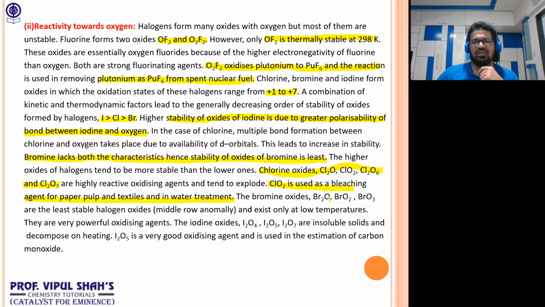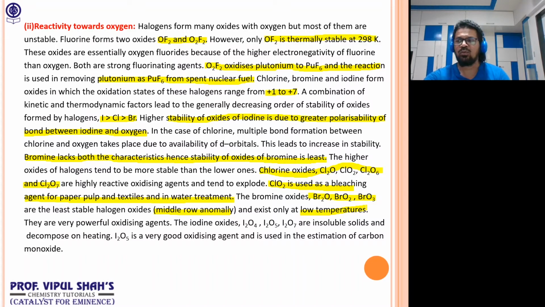Bromine also forms oxides, Br2O, BrO2, BrO3, and they are the least stable halogen oxides. That's called the middle row anomaly. Now, what exactly is the meaning? Is this clear? They exist only at low temperature. So people, mark this important: bromine forms 3 oxides, Br2O, BrO2, BrO3, and they are the least stable halogen oxides. That's called the middle row anomaly.